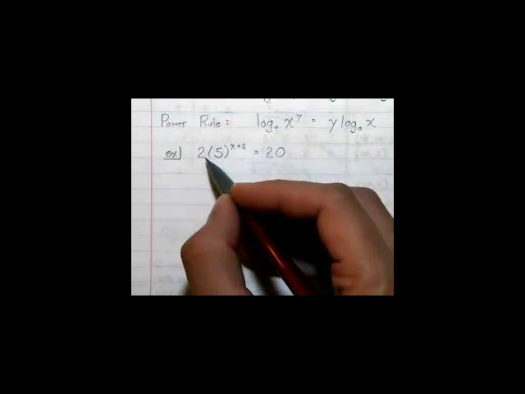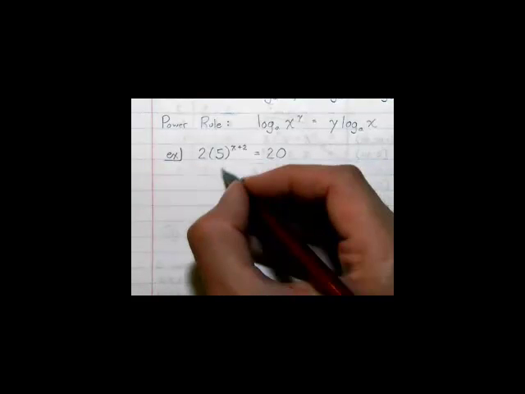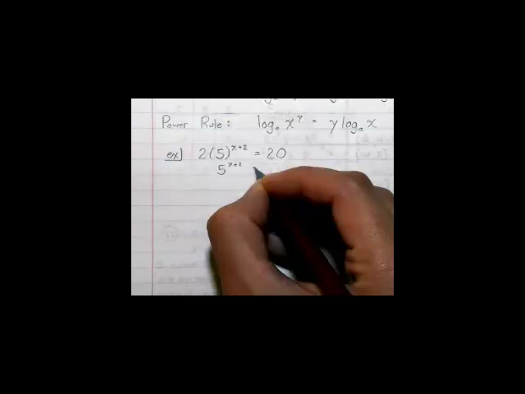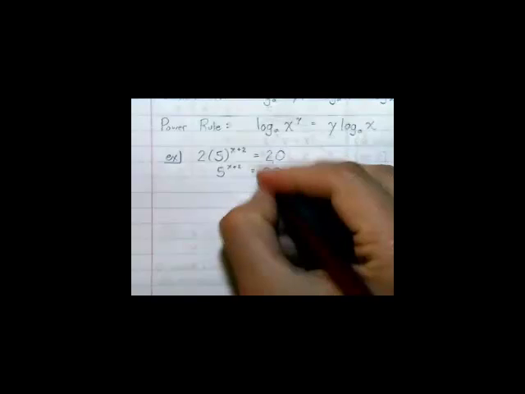So how about 2 times 5 to the x plus 2 equals 20? If I want to solve this for x, first thing I'm going to need to do is divide by the 2. So we've got 5 to the x plus 2 equals 20. Now there's 2 different approaches to this. 10, oh, right, 10. Thank you. Mr. Herrick hasn't had his coffee yet.